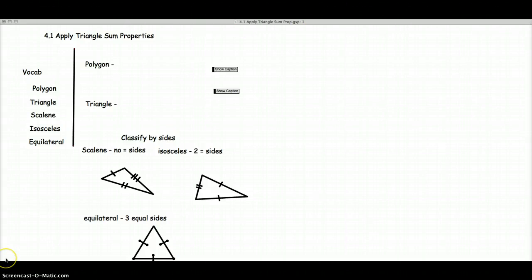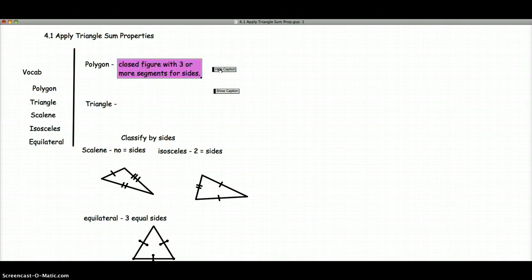We're going to talk about, again, triangle sum properties. We're going to talk about polygons. Those of you already probably know this, but a polygon is a closed figure with 3 or more segments for sides. Okay. Again, notice the word segments there. It's got to be a segment. You cannot have an arc closing the 2 segments. It's got to be 3 or more segments for sides, okay?